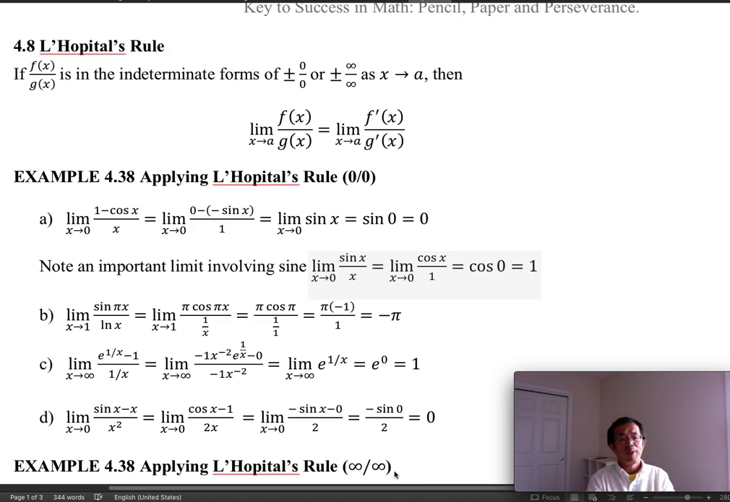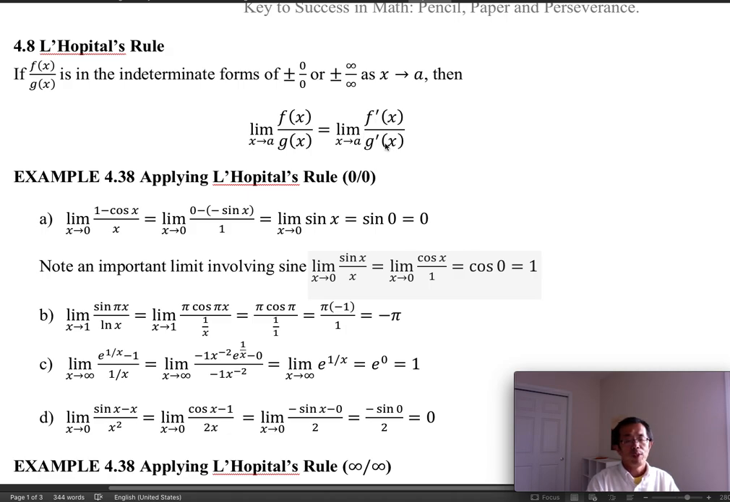This time we will continue the topic in section 4.8, the L'Hopital rule. L'Hopital rule can be used to find a limit, and the limit has to be in one of those indeterminate forms, 0 over 0 or infinity over infinity. And then the L'Hopital rule says the limit can be transformed into a new limit by taking the derivative of the numerator and the derivative of the denominator.